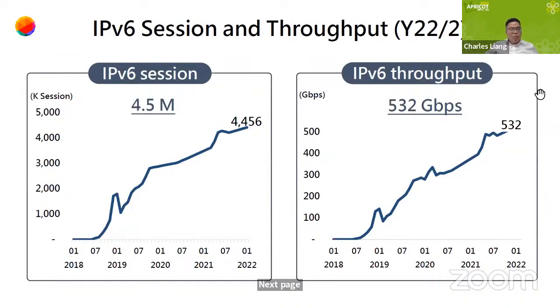This is Taiwan Mobile's current situation on IPv6 connection sessions and traffic throughput as of February 2022. IPv6 connection sessions had reached 4.5 million. IPv6 traffic throughput had reached 532 gigabits per second. Next page, please.